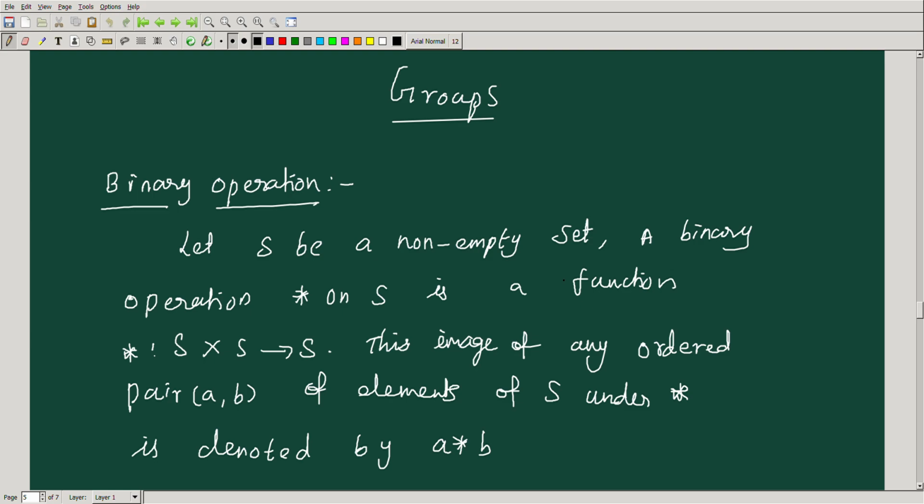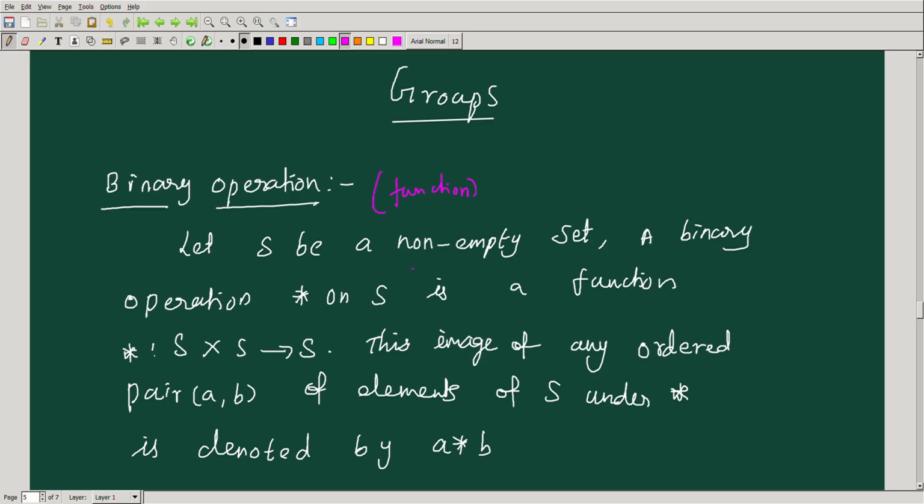Hi everyone. Today we are going to learn groups. Before knowing groups, you have to know what a binary operation is. What is a binary operation is very important. The one-word answer is that it is also a function. What binary operation means, you can say it is a function.